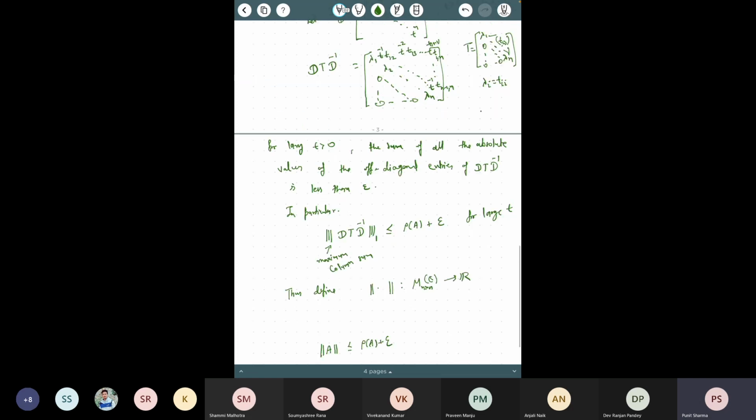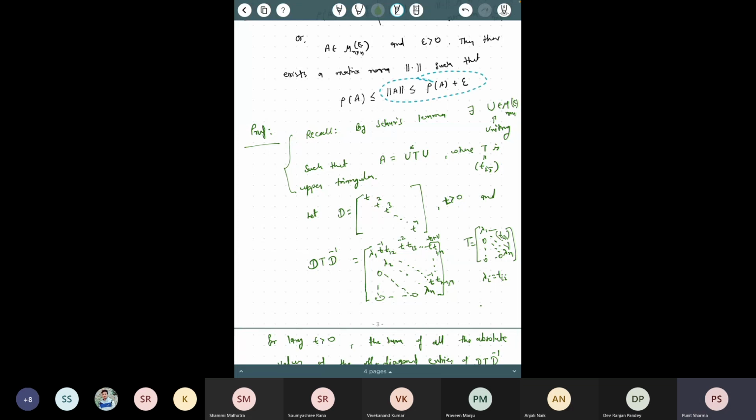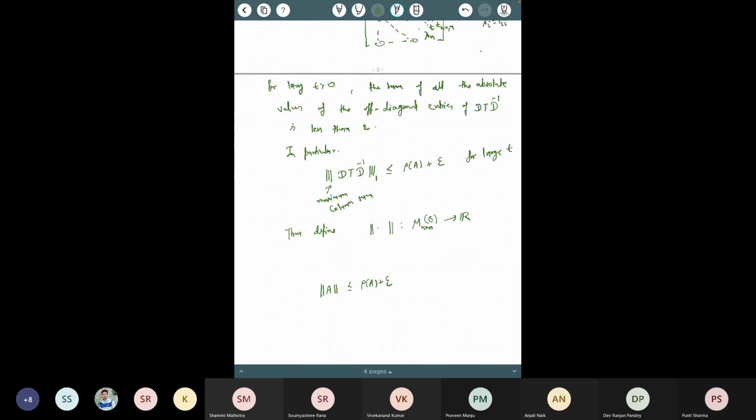So remember, for this matrix A, we are trying to find a norm such that norm of A is less than or equal to rho A plus epsilon. What we know so far is that the operator one norm of this matrix is always less than or equal to rho A plus epsilon. So somehow I should define this function in such a way that I can use this information.